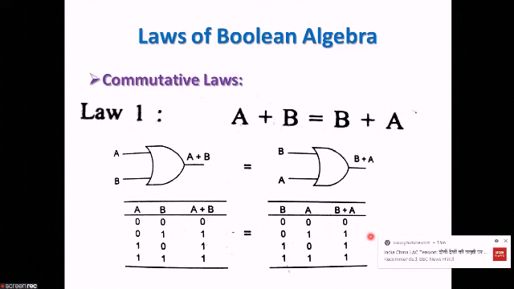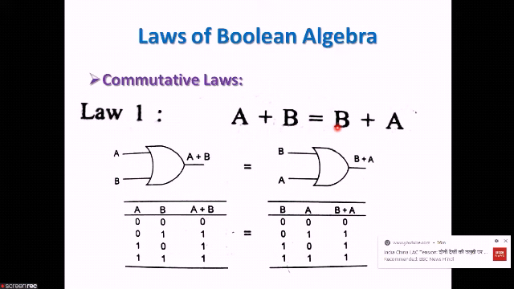Next are the commutative laws. The commutative laws also come under the laws of the Boolean algebra. The commutative laws allow changing the position of the AND or the OR variables. There are 2 commutative laws. This is the first law. Law number 1 is a plus b equal to b plus a.